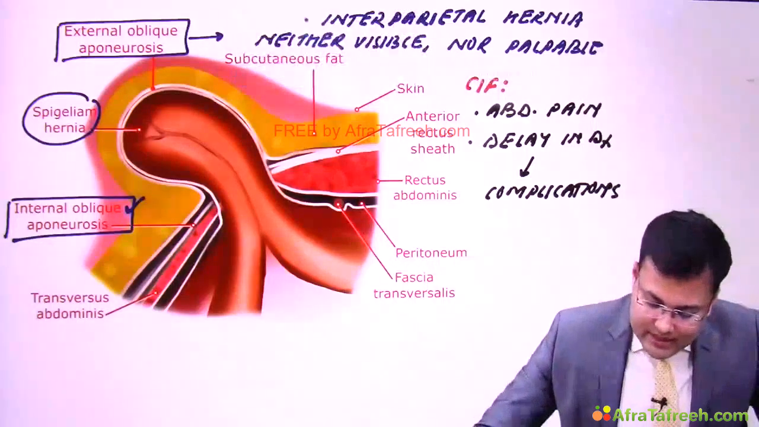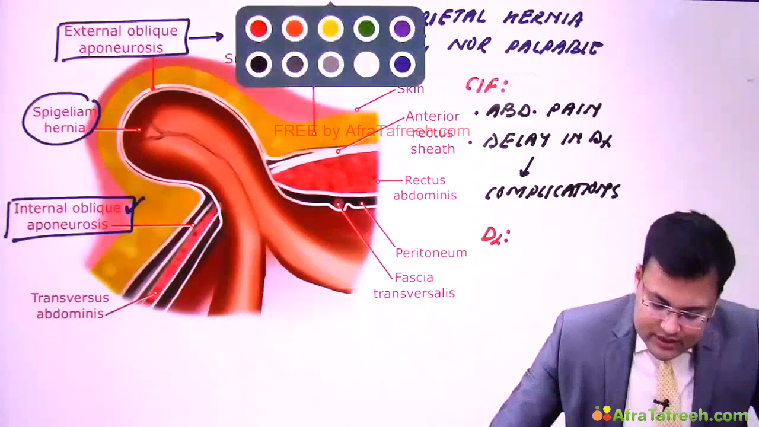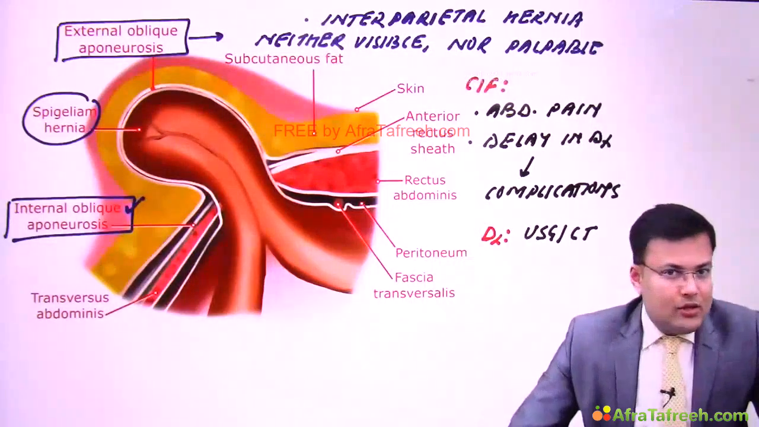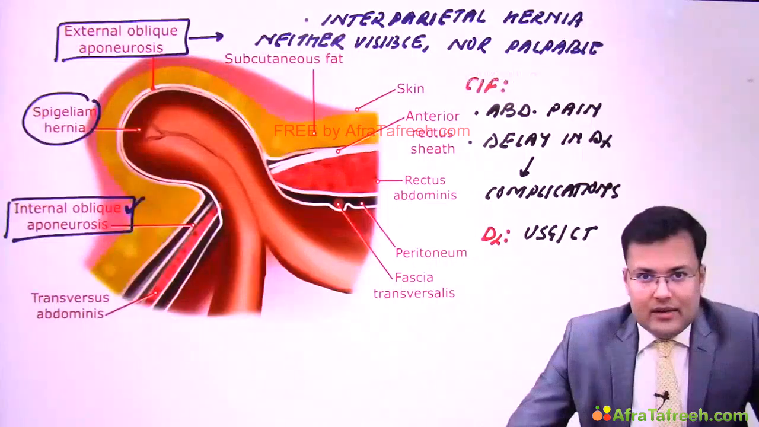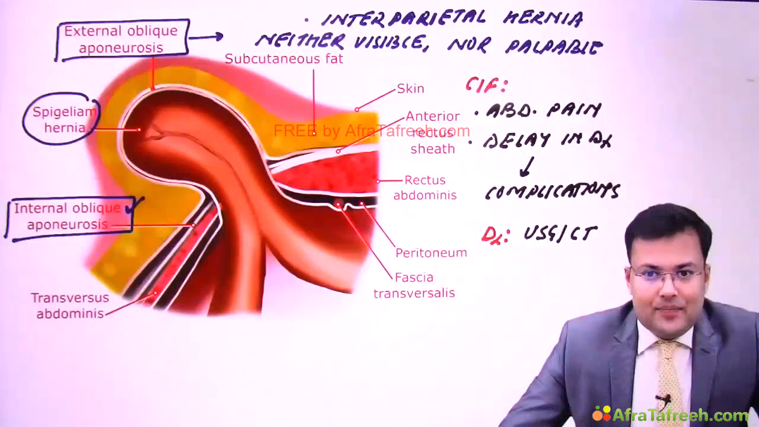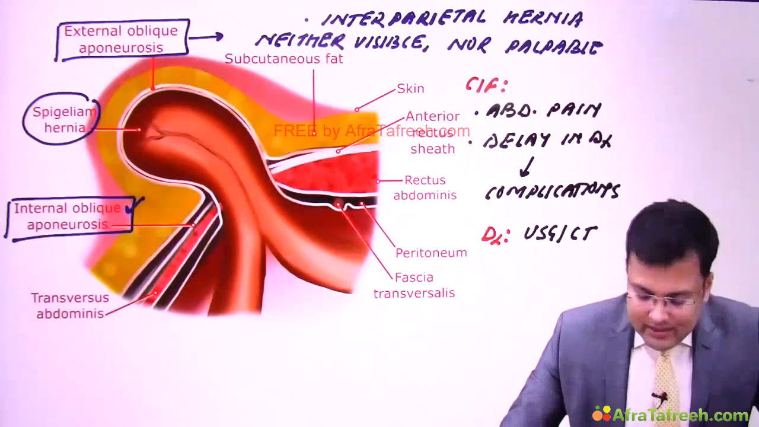How we are going to make the diagnosis? So the diagnosis is made by, we discussed, ultrasound and CT. We discussed that the diagnosis of hernia is purely clinical. Exceptions: internal hernia and Spigelian hernia. So when the diagnosis is done, we have to treat.